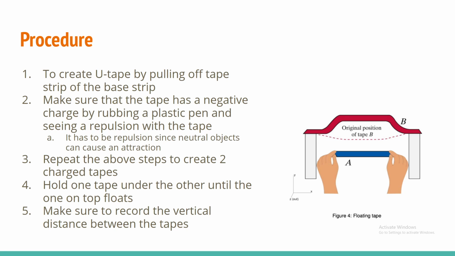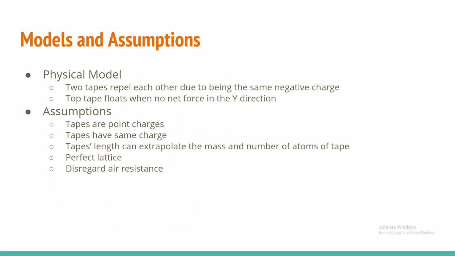And then I held one tape under the other until the one on top floats, and then recorded the vertical distance between the tapes. For the physical model, I assumed that there are two tapes that repel each other because they had the same negative charge, and then the top tape floats because there was no net force in the y direction.